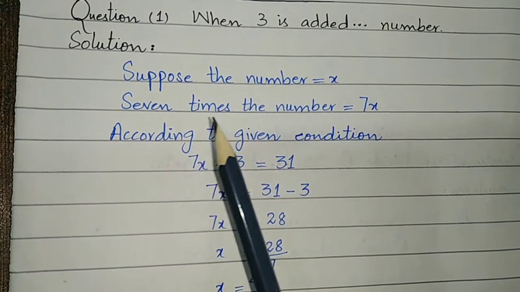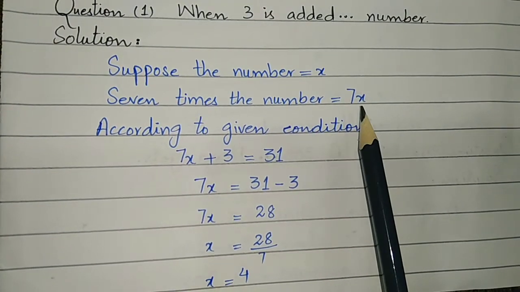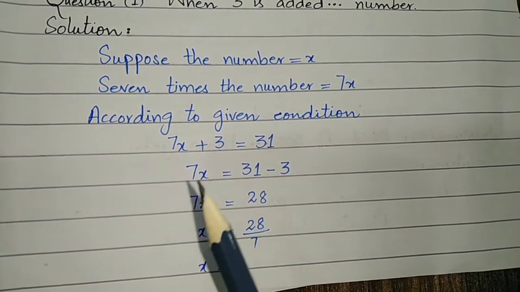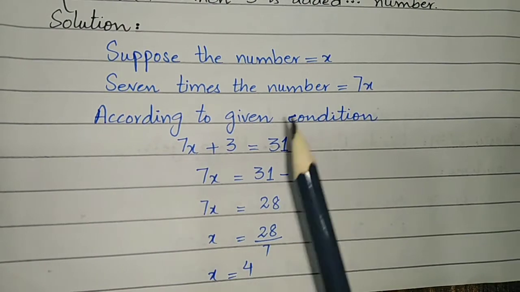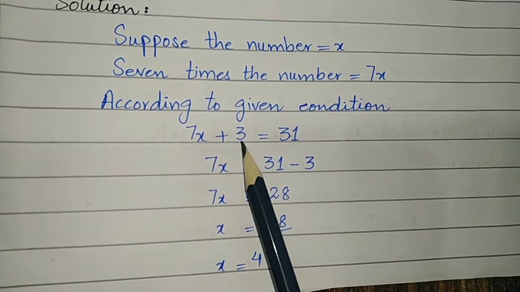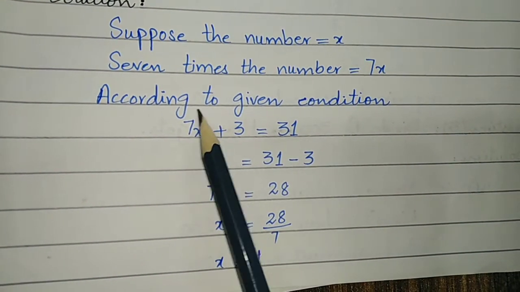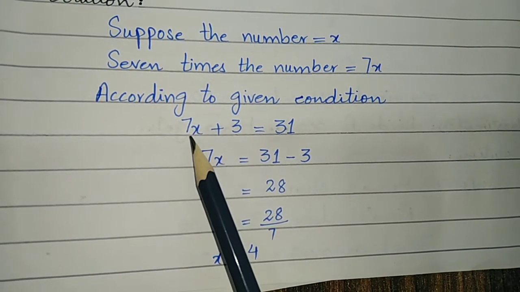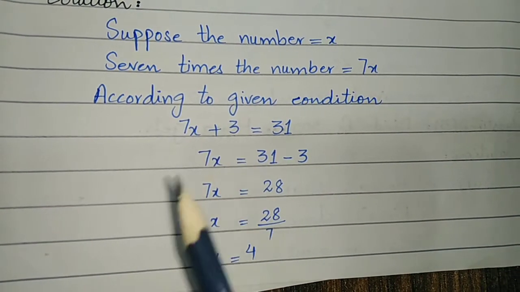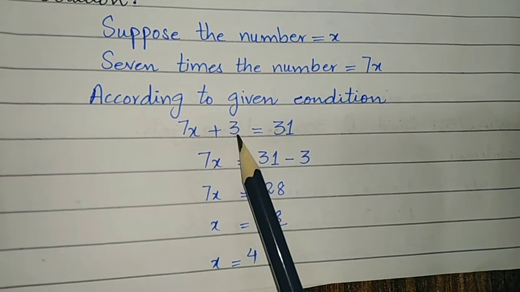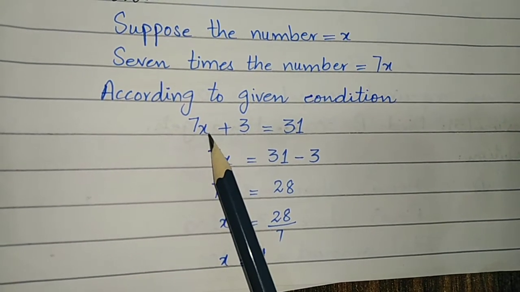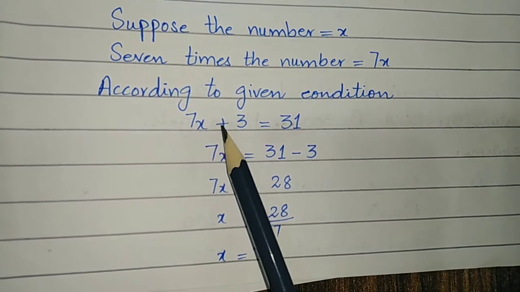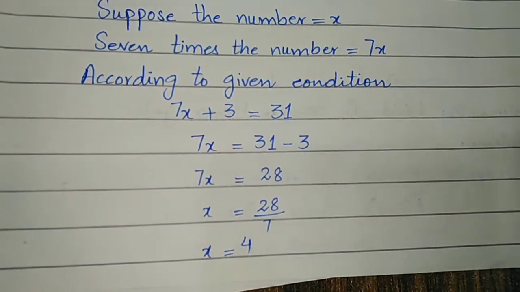So 7 times a number means 7 multiplying with x. Now according to the condition, they said when 3 is added to 7 times a number. So 7 times the number is 7x and 3 is added. So the equation will become 7x plus 3. When 3 is added to 7 times a number, the sum is 31. So it means the sum is 31. So this is the equation.